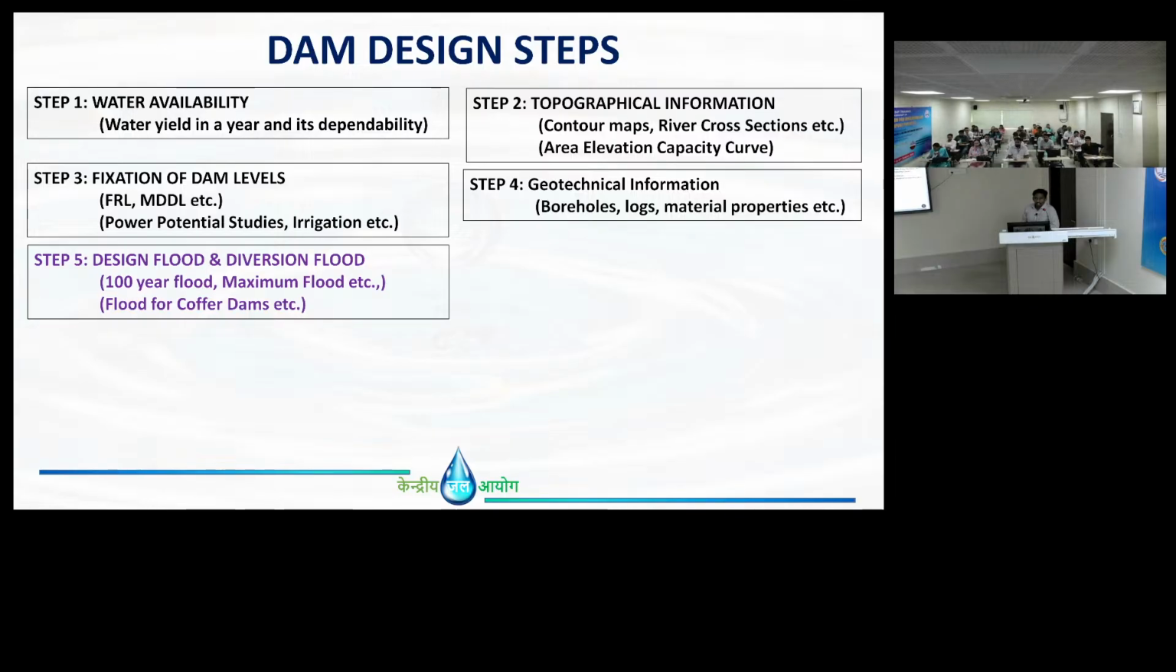Generally it is equal to 1000, generally 1000 years SPF, and one more is also there, right? Important: Probable Maximum Flood, PMF. So you all know estimation of PMF, everything right now.